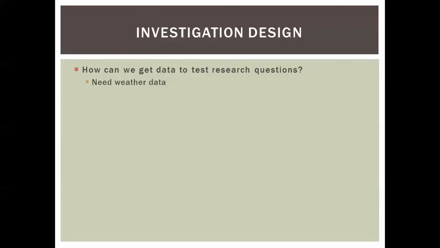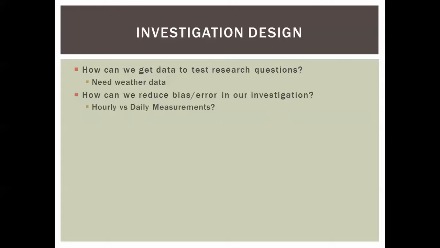So the next thing that you need to look at is how can we get data to test our research questions? So obviously you're going to need weather data. And when you're looking for weather data, you're basically saying, okay, how are we going to be able to reduce the bias or error in our investigation? What I'm asking you here is how are we going to be able to isolate the variables we're trying to prove a relationship between? We want to make sure that everything else will be constant.